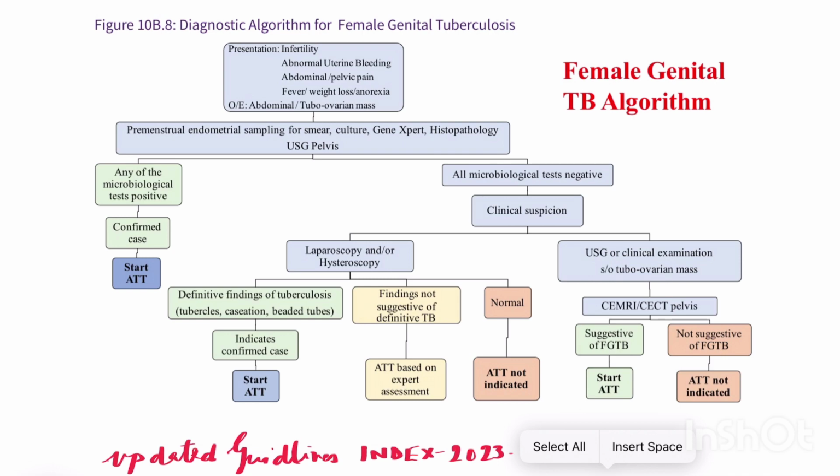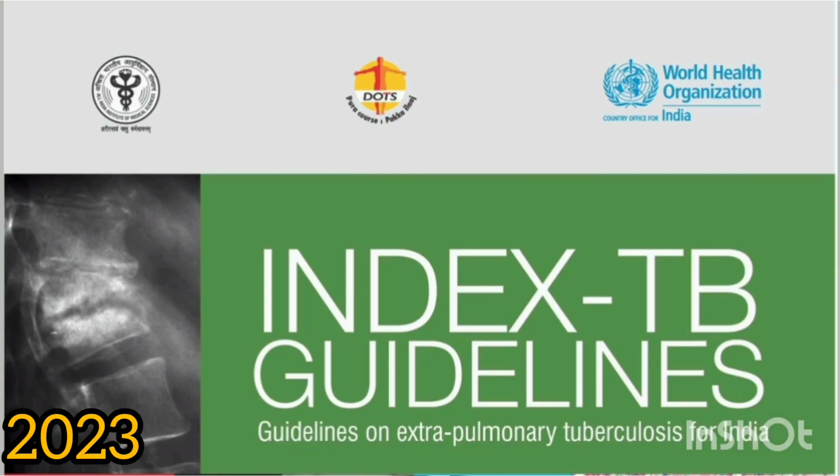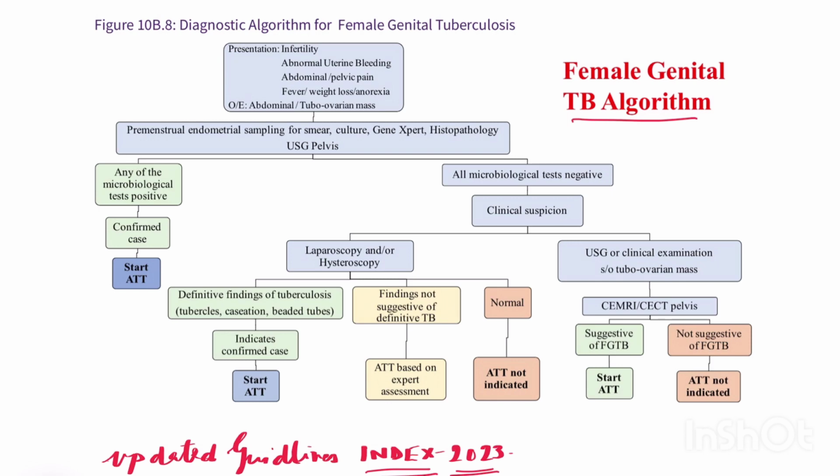So, the diagnosis of female genital tuberculosis algorithm. This was updated in 2023 as the INDEX guidelines. INDEX guidelines are the Indian Extrapulmonary Tuberculosis guidelines, developed by the National Task Force for Extrapulmonary Tuberculosis Management and the experts in the field. What they say in the algorithm of female genital tuberculosis, we just have to follow.